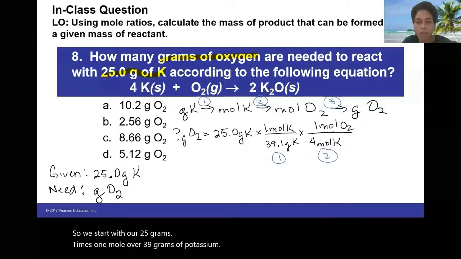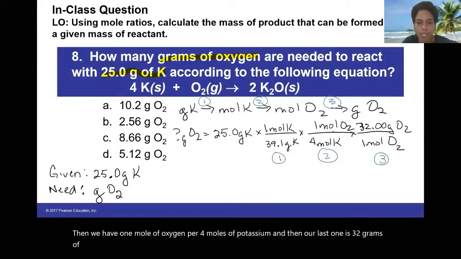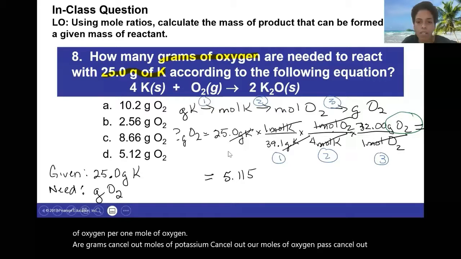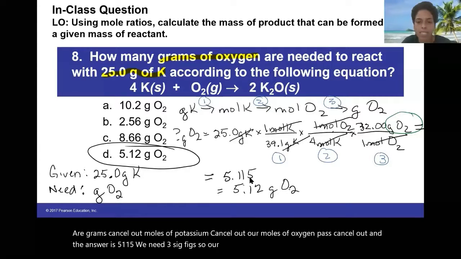Then we have 1 mole of oxygen per 4 moles of potassium. And then our last one is 32 grams of oxygen per 1 mole of oxygen. Our grams cancel out, moles of potassium cancel out, our moles of oxygen cancel out, and the answer is 5.115. We need 3 sig figs, so our answer is D.